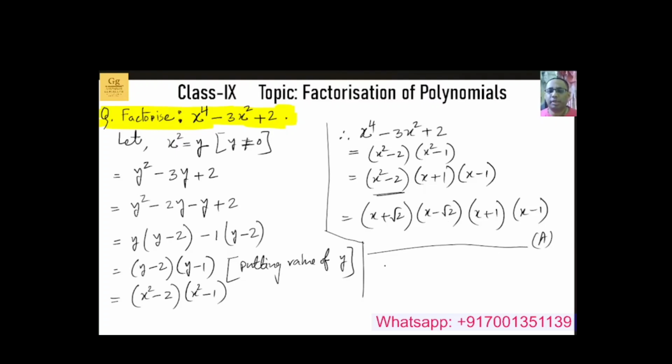So now see how this becomes. So x square minus 2, that becomes x whole square minus root 2 whole square. So that would become x plus root 2 and again x minus root 2. So like that you can do.